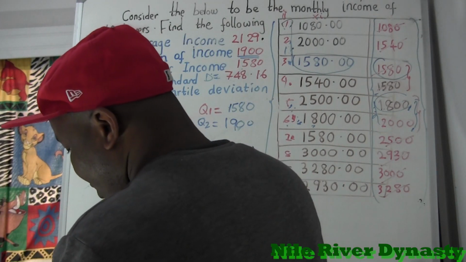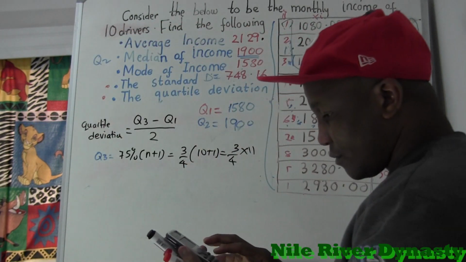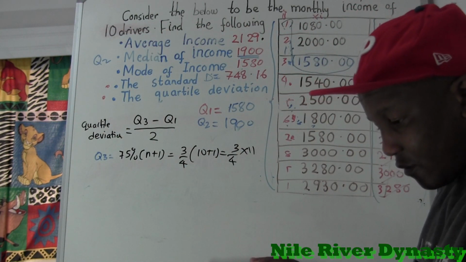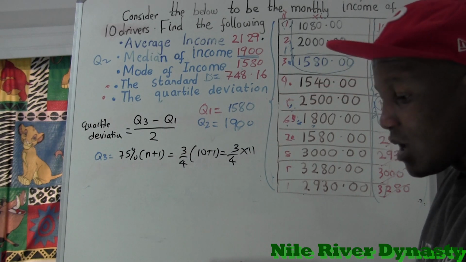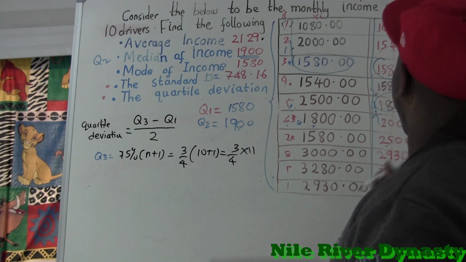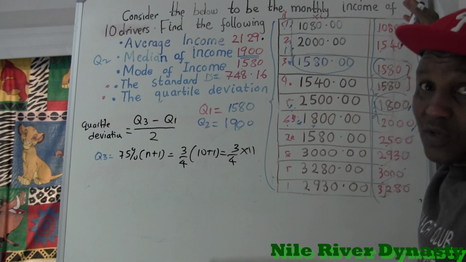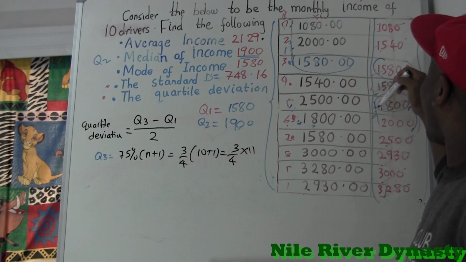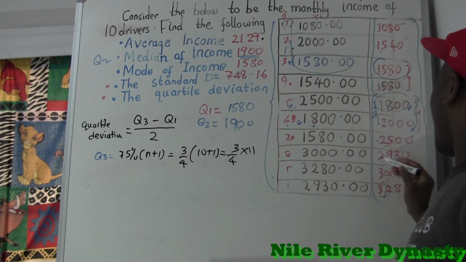So the fraction 3 over 4, okay, 3 over 4, and then come here and multiply by 11. And this is going to give me 8.25. So 8.25, now we do the same thing. 8.25, look, you take the data which is arranged in order, okay? Now we go 1, 2, 3, 4, 5, 6, 7, 8.